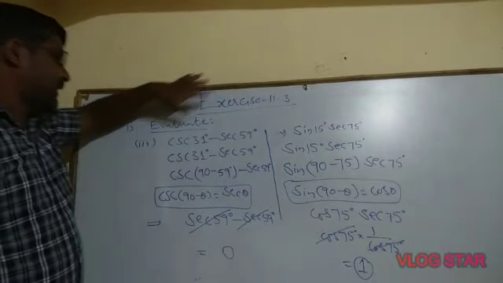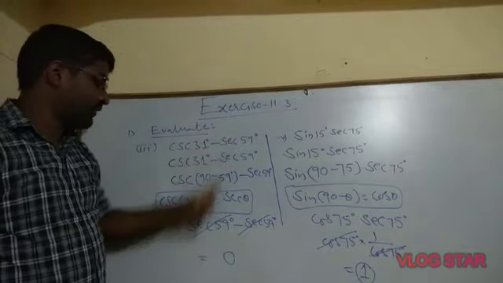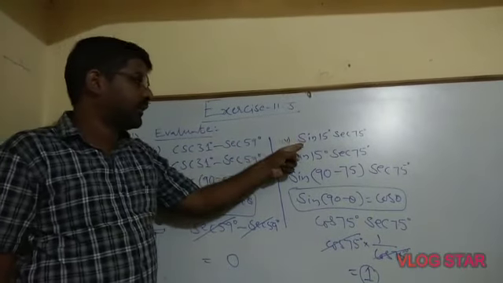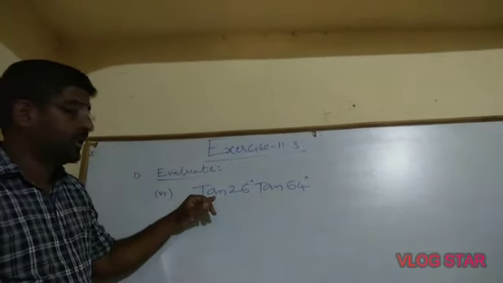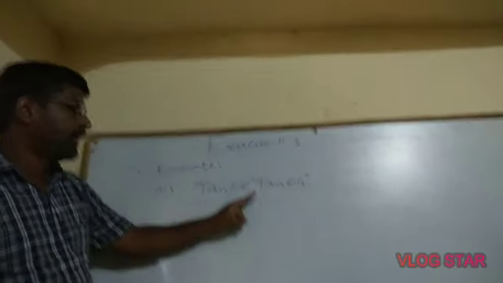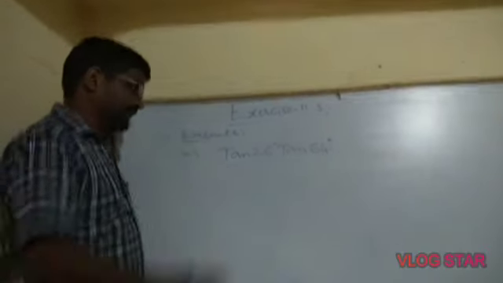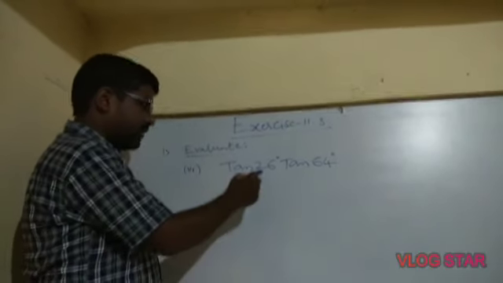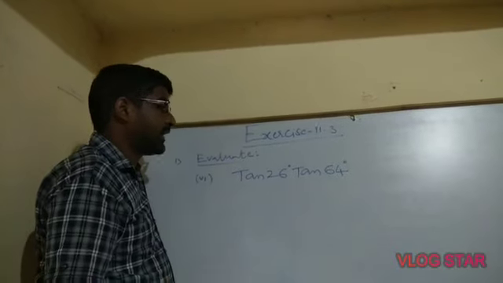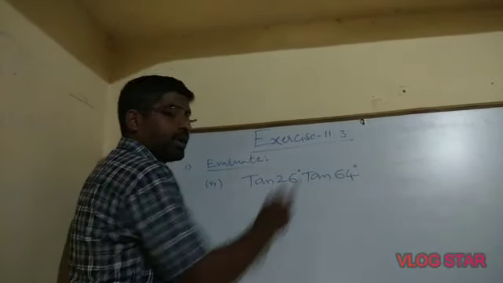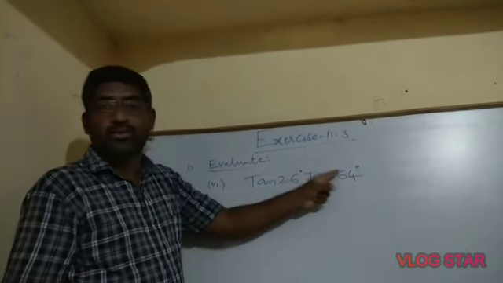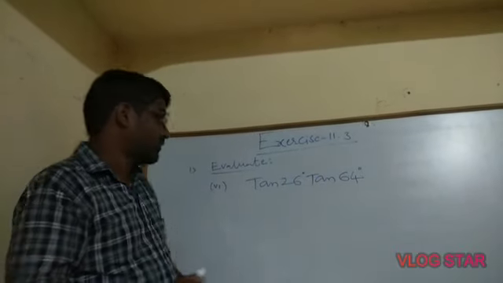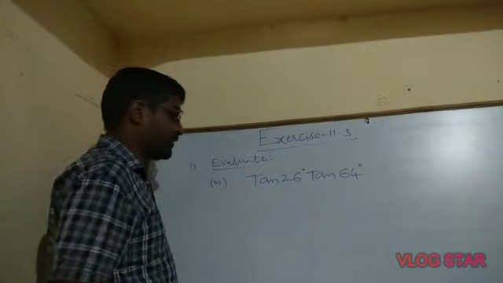So we know that cosec 31 degrees minus sec 59 degrees is equal to 0. The same way, sine 15 degrees and sec 75 degrees is equal to 1. Last problem in the first bit: tan 26 degrees and tan 64 degrees, multiplication in between. By seeing the problem we can say these belong to complementary angles, because 26 degrees plus 64 is 90 degrees. In the same way, the remaining problems can also be checked. The sum of both angles is always 90 degrees. So now we have to find tan 26 degrees times tan 64 degrees.